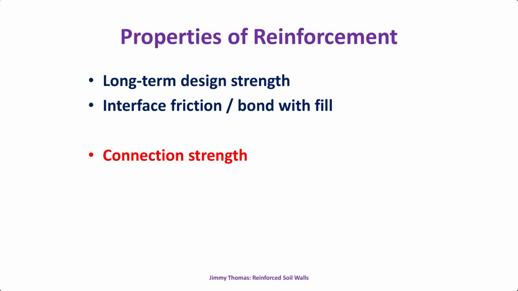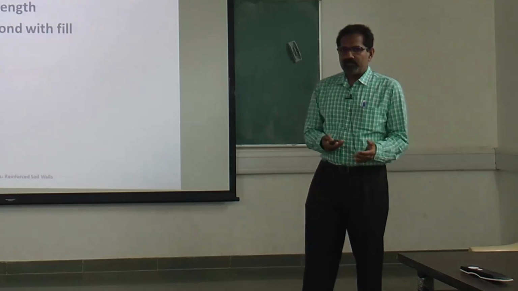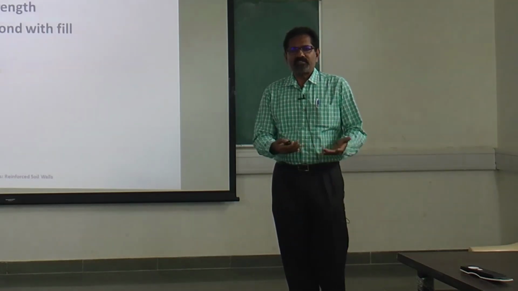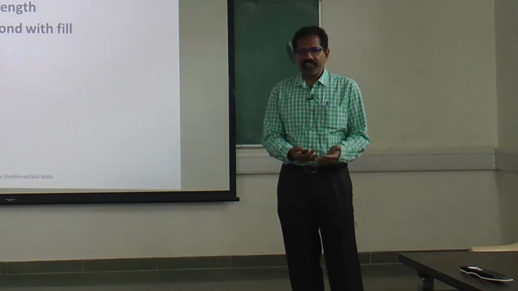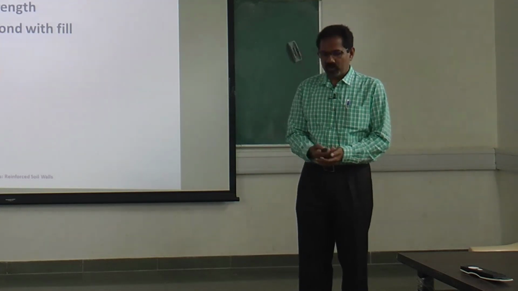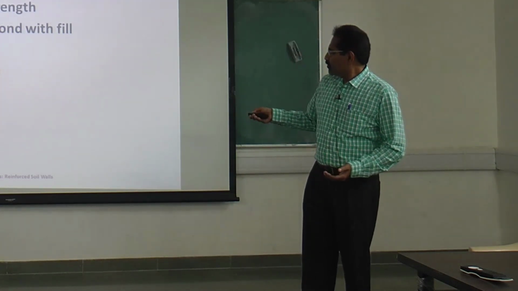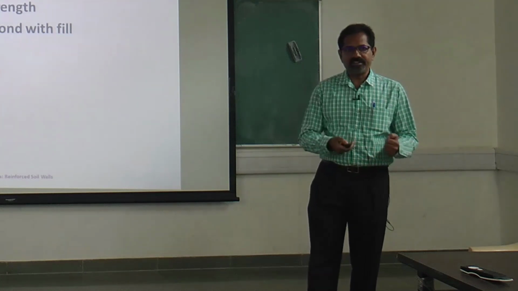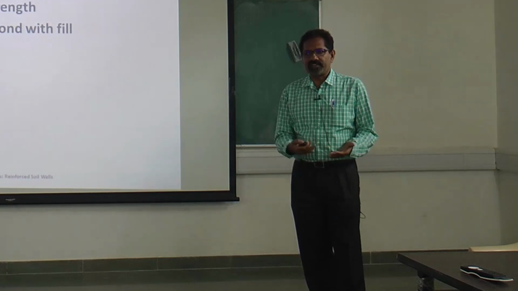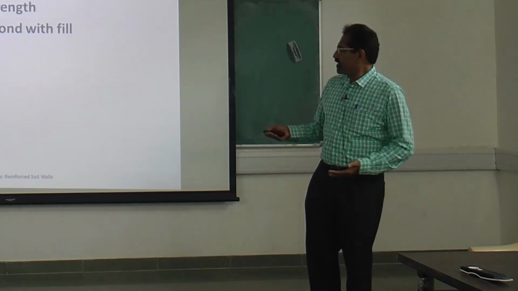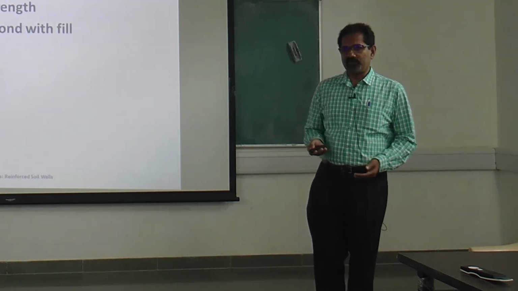Then the properties of reinforcement. One is the long-term design strength, because the reinforcement has to resist tension. So the tensile strength is a very important property. Another is it has to develop friction or bond with the soil. Same as in reinforced concrete with a steel rebar, tensile strength and bond strength are the most important properties. Also, the reinforcement has to be connected to the facing, so connection strength is another important property. Whatever type of reinforcement, like geotextiles, geogrid, strip, ultimately in design, these are the properties which we use.